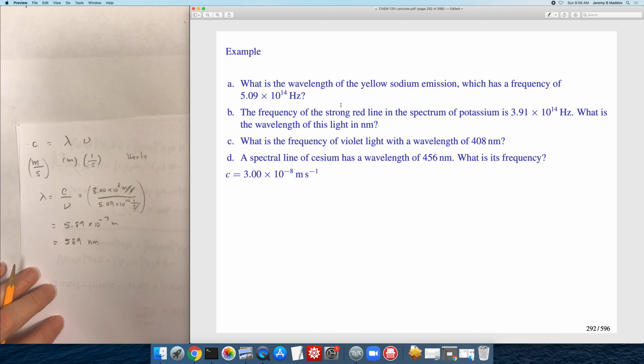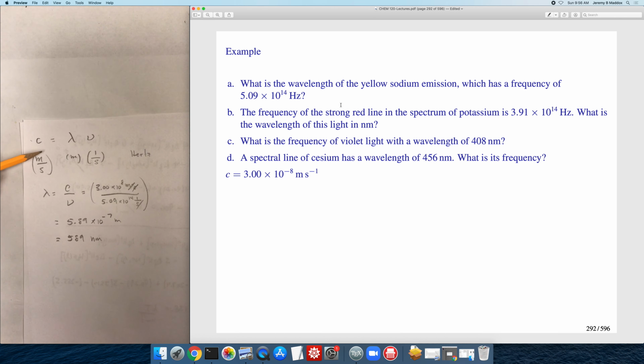Part B is the same. It's solved in exactly the same way. You just need to plug in a different value for the frequency. So I will let you do that one on your own.